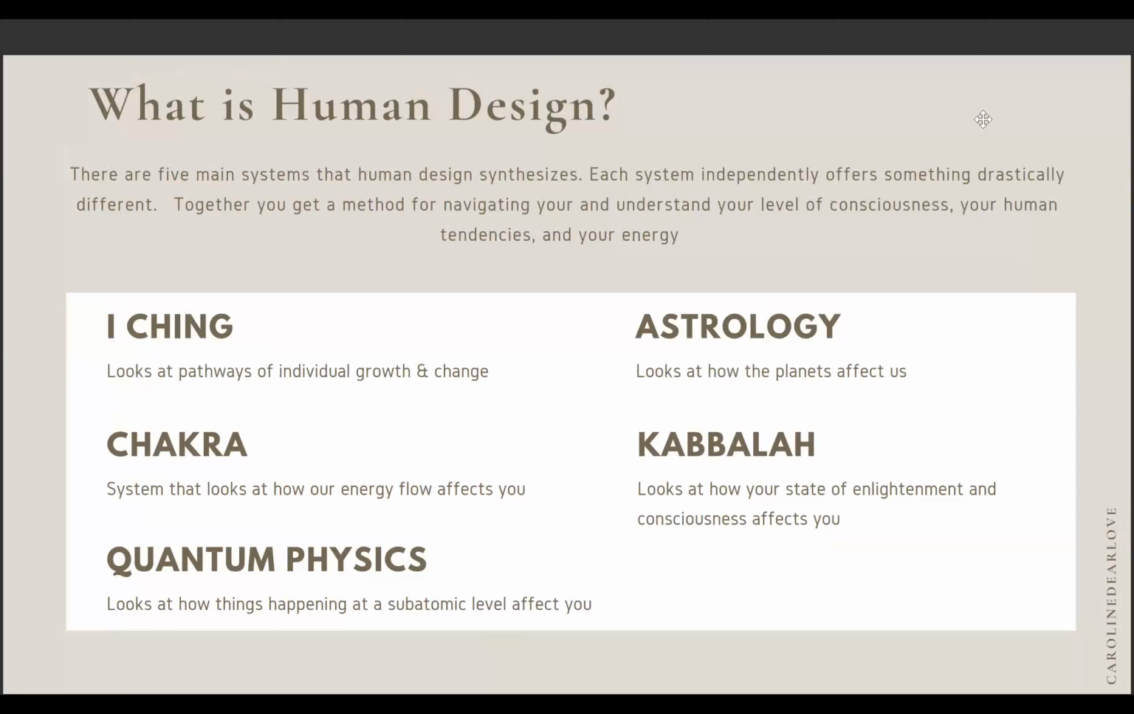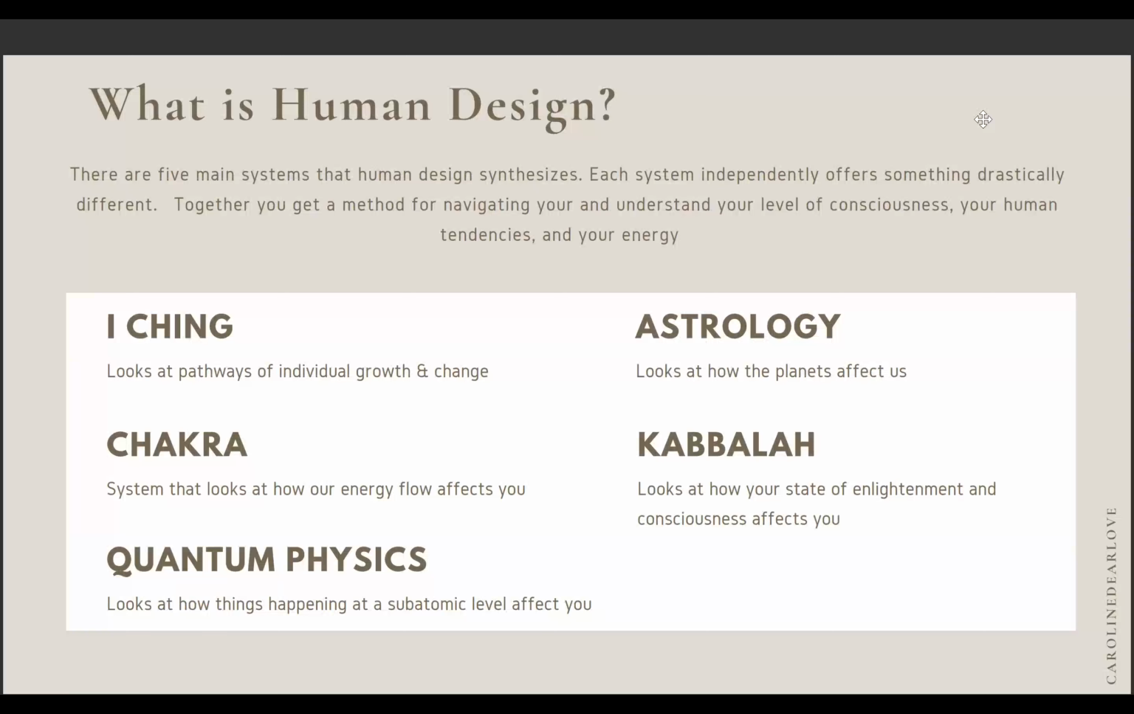So what is human design? Human design is made up of 5 main systems. We have the I Ching, astrology, chakras, the Kabbalah, and quantum physics. For me, my particular favorite things in all of this are the chakras and astrology. Being an energy teacher and healer myself, I have a real connection with how energy moves in a person's energy body, and how we can work with that energy to benefit ourselves.